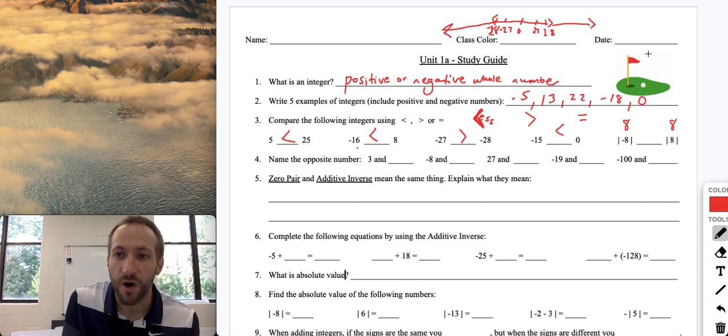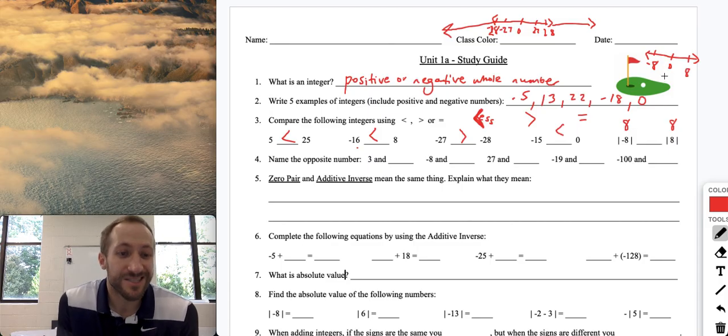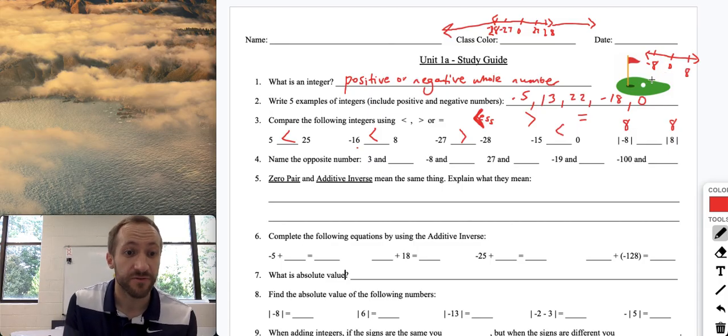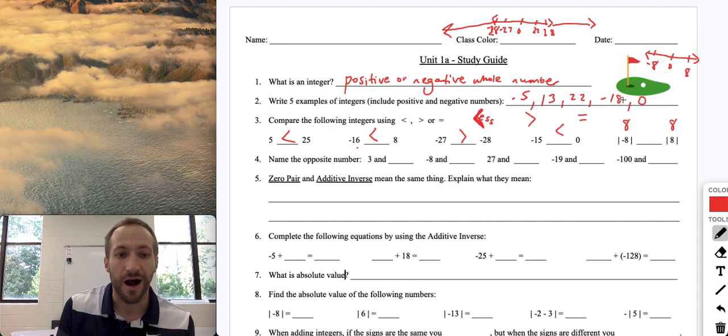No matter where you are on the number line, if we drew a little number line over here, I got my 0. If I had -8 out here and +8 out here, they are both 8 units away, or 8 spaces away from 0, because distance is always positive.